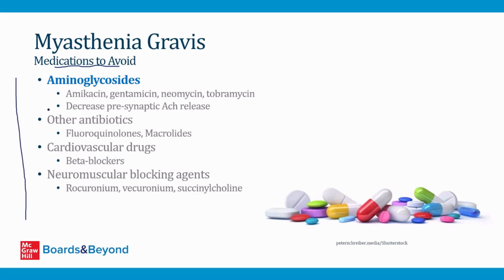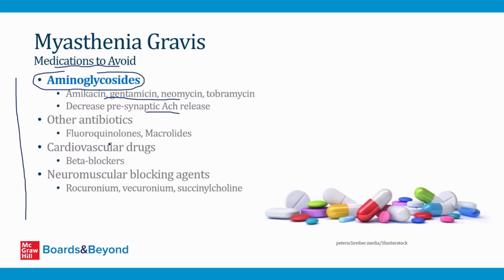A huge group of drugs that patients with myasthenia have to avoid are the aminoglycoside antibiotics, including all these drugs I've listed right here. One of the effects of aminoglycosides is that they decrease release of acetylcholine at the nerve terminal before the synapse. So obviously in patients who have myasthenia gravis, this is going to make their muscle weakness worse, and this can trigger a myasthenia crisis.